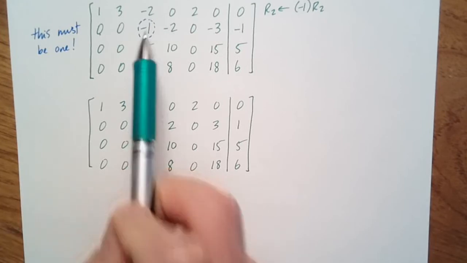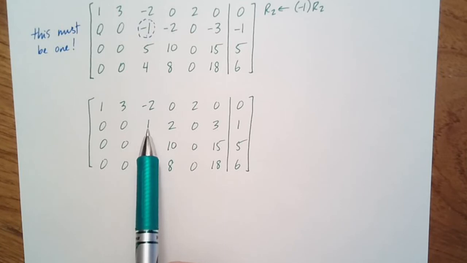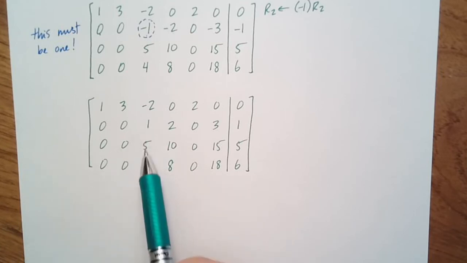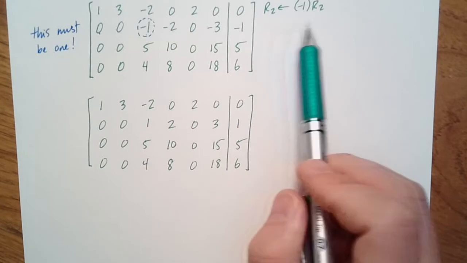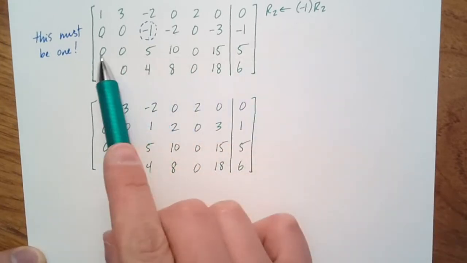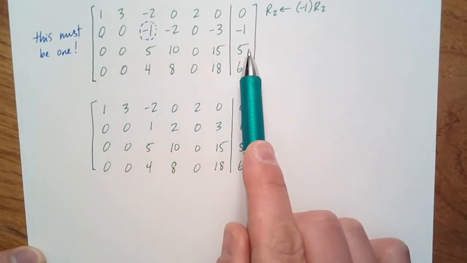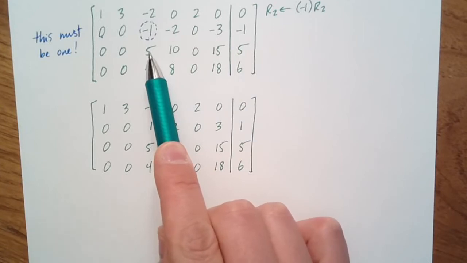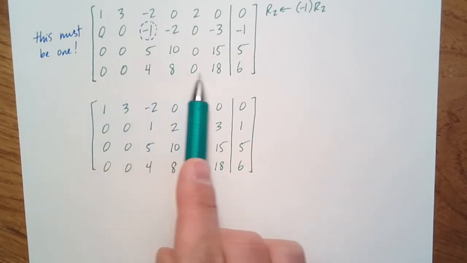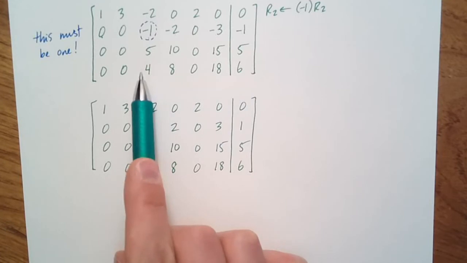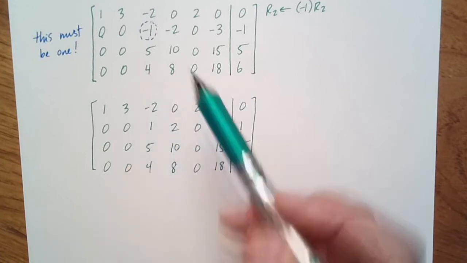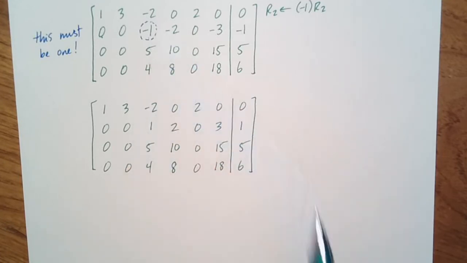equal to +1, is now equal to +1. And you might say, well, what about the 5 and the 4? Why didn't we just also take care of those in the previous step? We could have multiplied row 3 by 1/5, and that would have turned this into a +1. And then we could have multiplied row 4 by 1/4, and that would have turned this into a +1. And then we would have turned all these into leading ones. But that actually wouldn't be what we want to do.